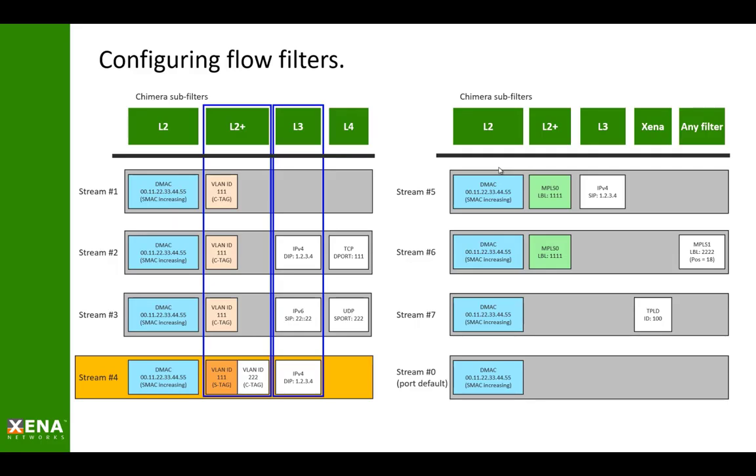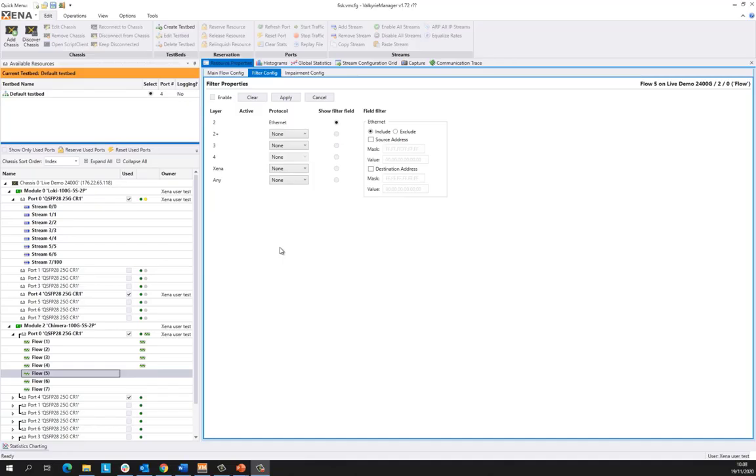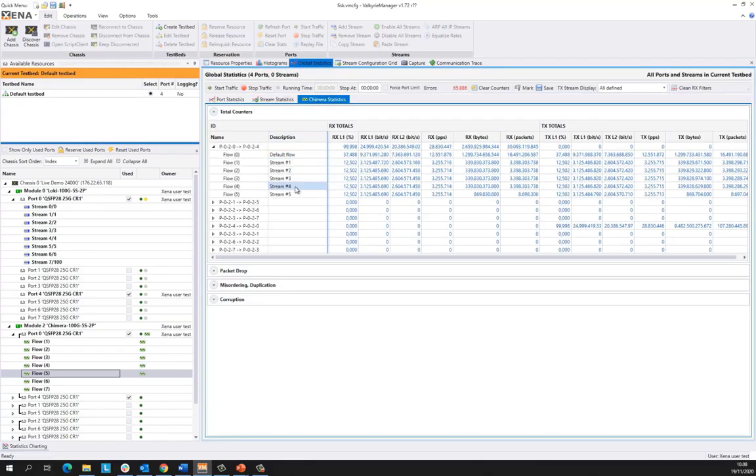Now let's take a closer look at Chimera's ability to filter based on MPLS. Stream number 5 has an MPLS label which we can match using the L2 plus subfilter. Inside there's an IPv4 payload, and I will use the L3 subfilter to match the source IP. Selecting the filter config of flow 5, I can configure the L2 plus subfilter for MPLS and type in the label value. And then I can configure the L3 subfilter for IPv4 and type in the source IP. Enable and apply, and look at the statistics to confirm that stream number 5 was mapped to flow number 5.